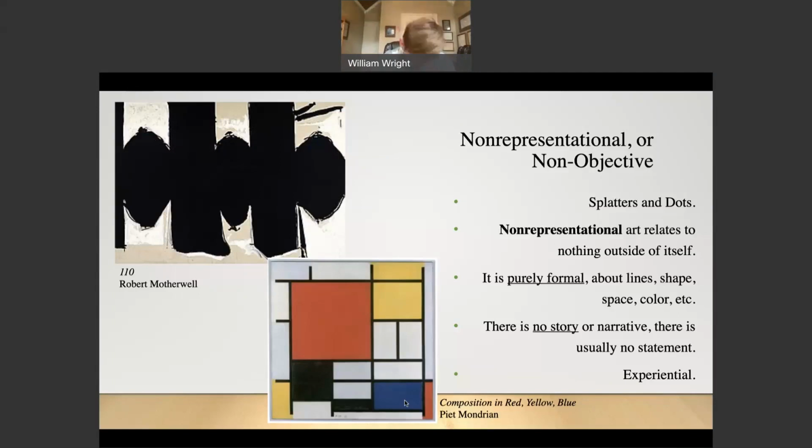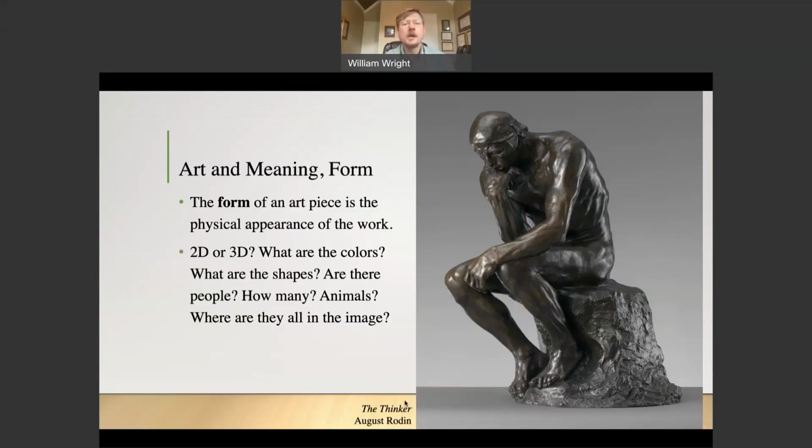There's no statement to Mondrian. There is a statement to Mondrian actually, but it's a broader statement. At the end of the day, it's just about balance and simplicity. That's the experience that he wants you to have. This is non-representational. Okay, so non-representational, abstract, and representational. These are things I really want you to know the difference between. Moving from there, let's talk about art and meaning.